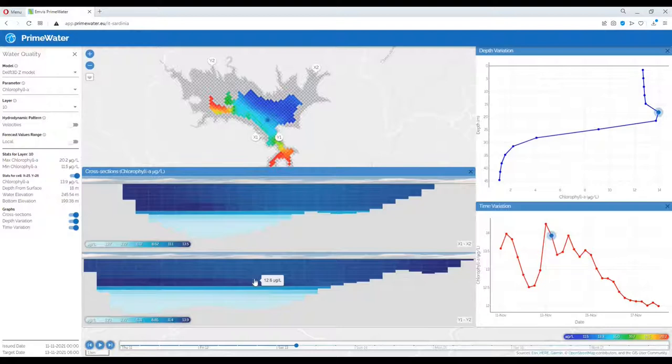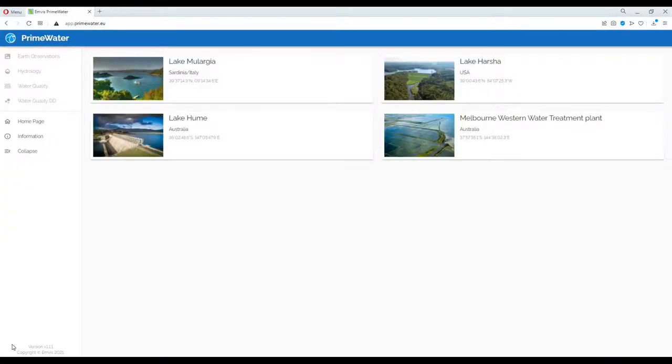So with the process-based models, we are able to expand the available information that we have for our reservoirs up to 7 days ahead in the future. And compared to Earth observation, we can also have information at deeper layers and information about non-optically active parameters like nutrients. Apart from the process-based models, MVIS is also employing machine learning models for forecasting chlorophyll and algae bloom events.